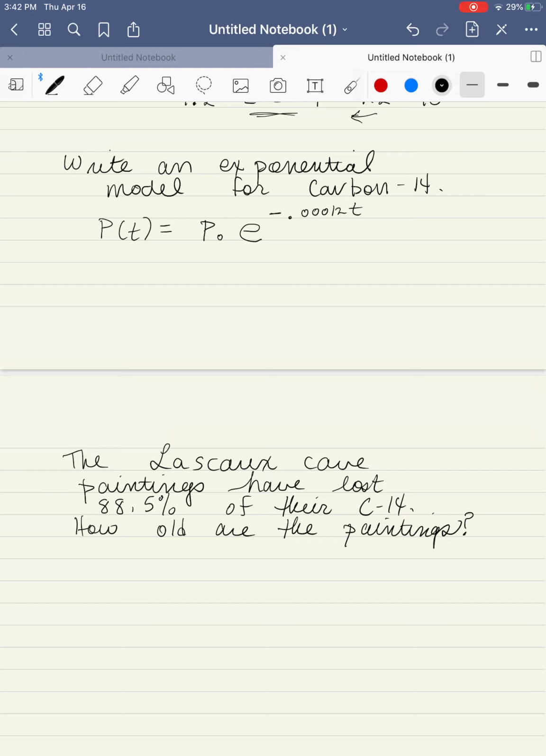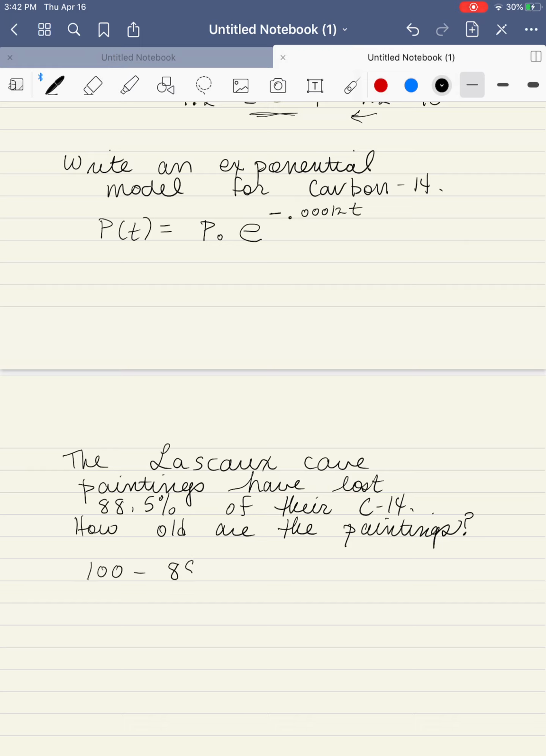Now, I would encourage you, after you watch this video, to Google the Lascaux cave paintings. They are some really fascinating, amazing paintings found inside of a cave in France that are just astounding. So take a few minutes and Google those and look at some of those images. But let's go ahead and go back to the math here.